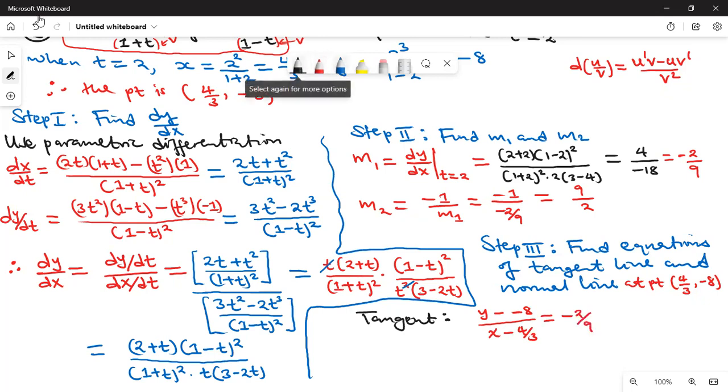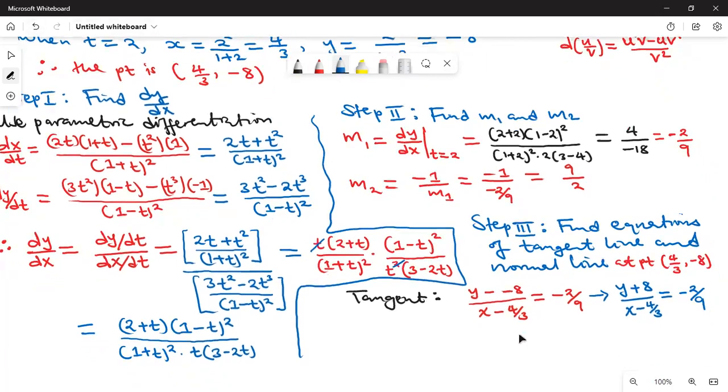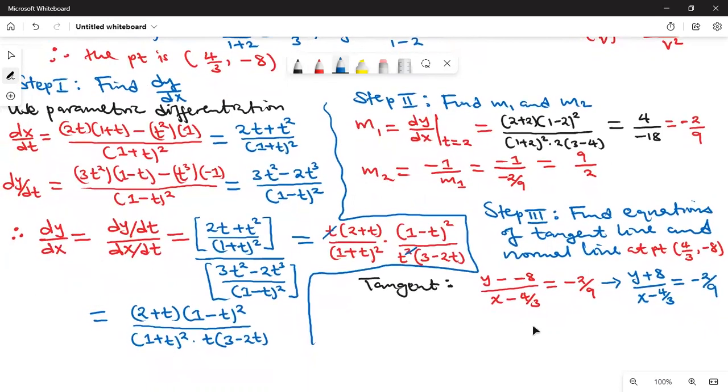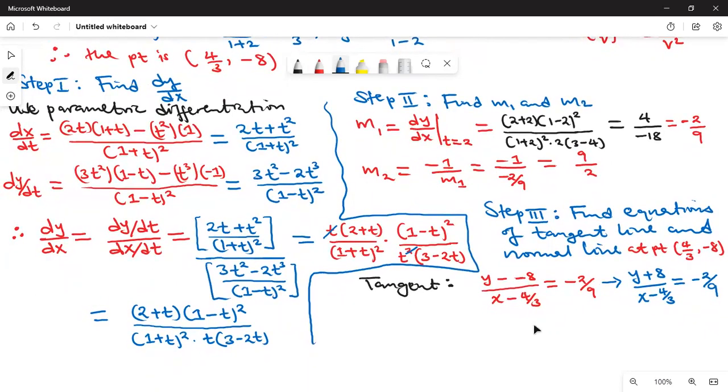This you can also write as (y plus 8) over (x minus 4 over 3) equal to negative 2 over 9. Or you could express that in the form y equals mx plus c. You can make y the subject, but there's no need unless you're asked; leave your answer in this form. That's when you need to make y the subject. Or if you have time, you can also make y the subject.